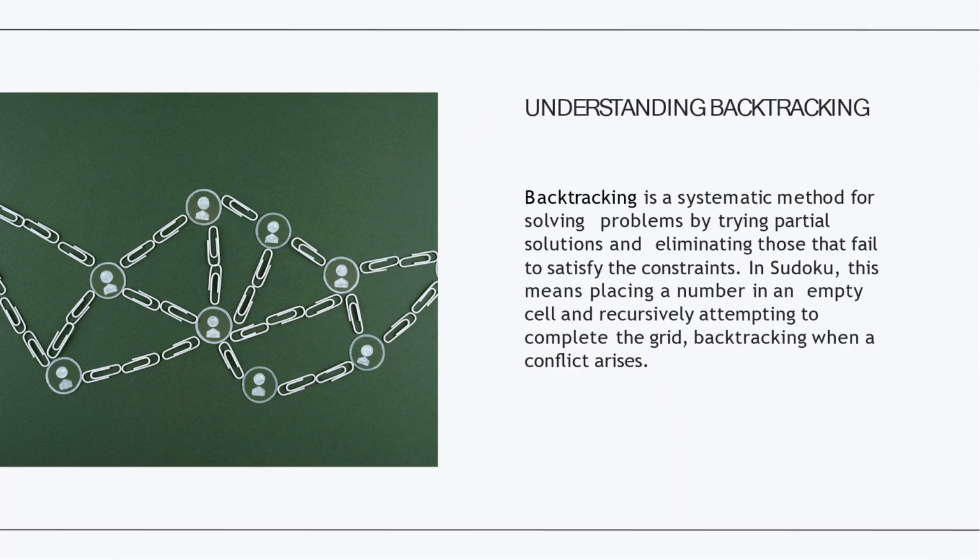Backtracking is a systematic method for solving problems by attempting partial solutions and eliminating those that don't meet the required constraints. For Sudoku, this involves filling numbers in the empty cells of the grid. If a conflict arises, we backtrack to the previous step and try a different number. This recursive approach allows us to efficiently navigate through the grid.